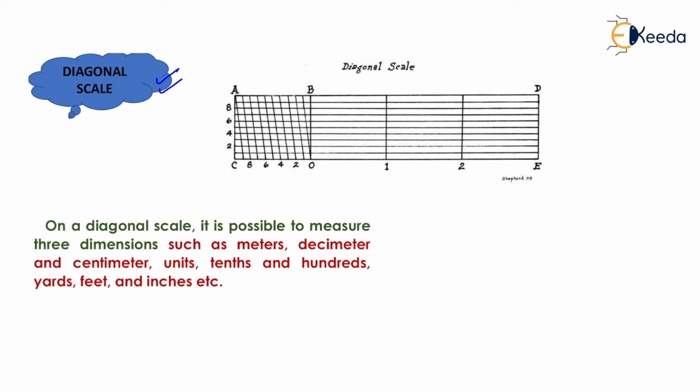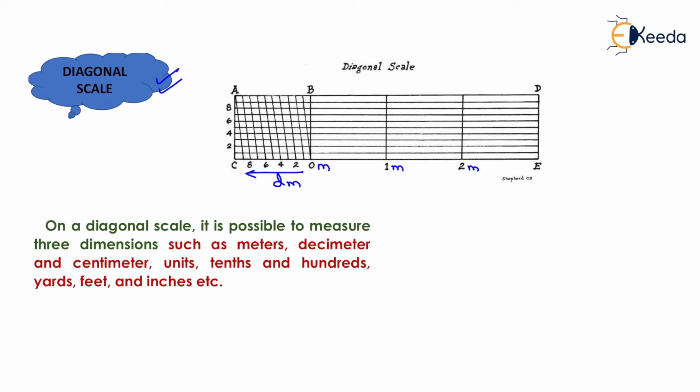Now the next one is diagonal scale. You all had made this type of scale in engineering drawing. Now in this diagonal scale it is possible to measure 3 dimensions, that is this distance is meter, that is 0 meter, 1 meter, 2 meter, and so on. Now in the first box the distance shown is here, that is 0 decimeter. Now 2 decimeter, 4 decimeter, 6 decimeter, and 8 decimeter. So here decimeter is shown.